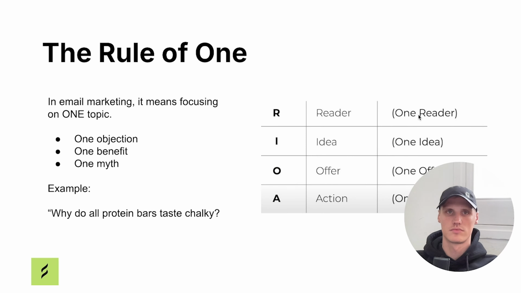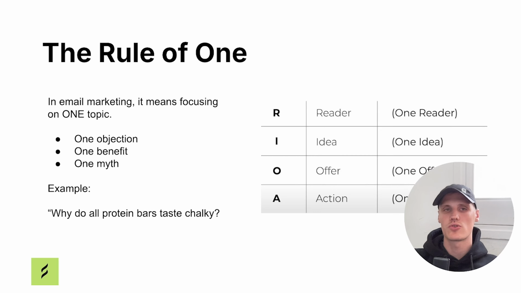So the rule of one, this is a copywriting rule which I like to follow when writing any types of copy, but specifically email copy. All this means is that when you write an email campaign, you want to focus on one reader, one idea, one offer, and one action. And what this is going to do is give clarity and purpose for each email campaign that you send.